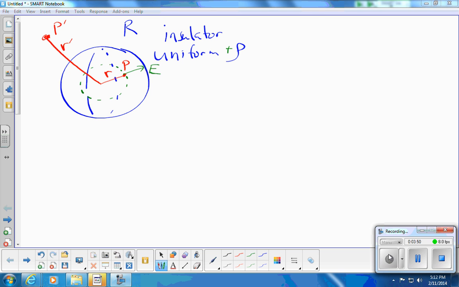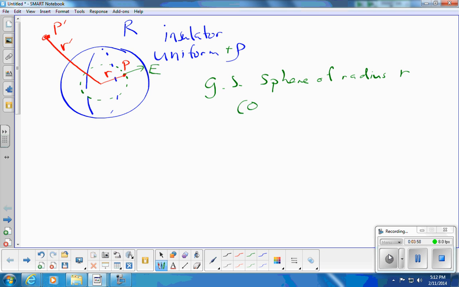My Gaussian surface will be a sphere of radius little r concentric with the big sphere, which I know is the big sphere because I'm writing it in big letters. Okay. And I've basically defined it with this green circle here, although I'm trying to draw that in 3 dimensions. So the Gaussian surface is that sphere. Good.